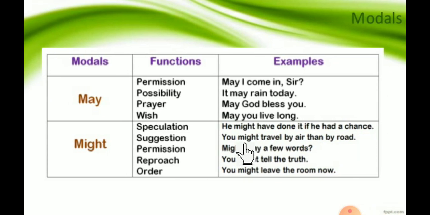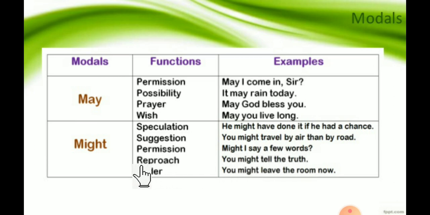Next, for suggestion, you might travel by air rather than by road. So here suggestion is there. You can travel by air or by road. So might here comes for giving a suggestion. Next one, permission. If you want to ask permission, you can say it like that. Might I say a few words?